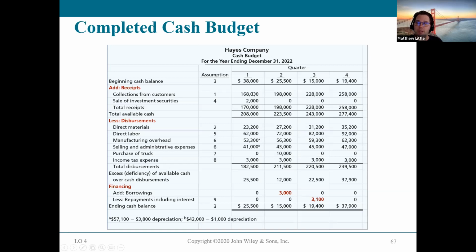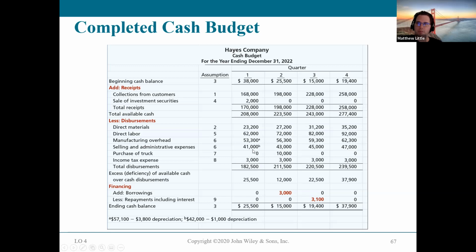So we had our opening cash balance of 38,000. The opening of each quarter is the closing of the previous. Then we can pull in our cash collections and our disbursements. Our sale of investment securities, we were told, from note 4, gives us our total available cash. Our direct materials, we did the little table on direct labor in the period, so the budget we have by quarter is the cash budget by quarter. Same with manufacturing overhead, selling admin, and the purchase of the truck, we were told in Q2.